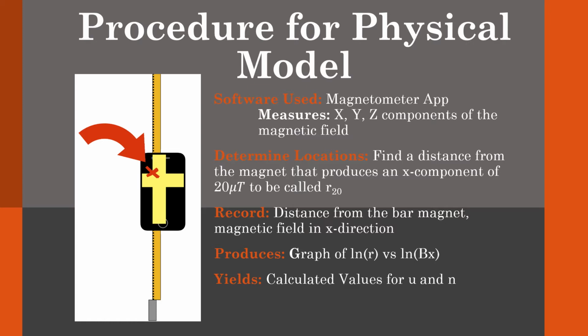We would record the x component of these measurements at different locations. At these locations, we would measure the distance from the bar magnet and the magnetic field in the x direction. And from these recordings, we produce a graph of the natural log of the distance versus the natural log of the x component of the magnetic field. From this graph and these values, we would calculate the value for distance dependence and the magnetic moment.